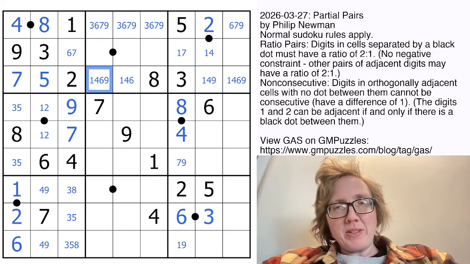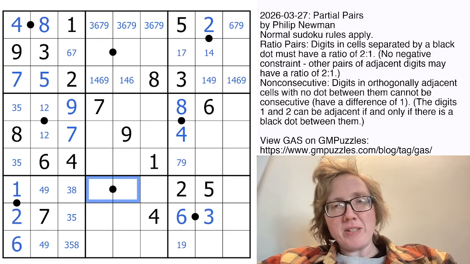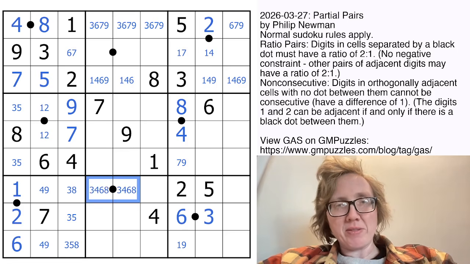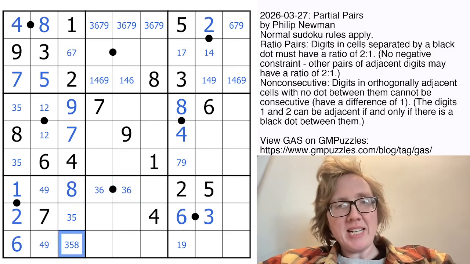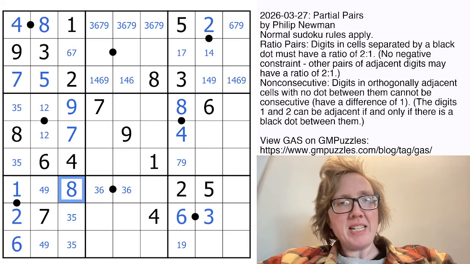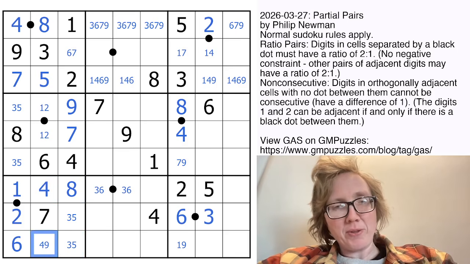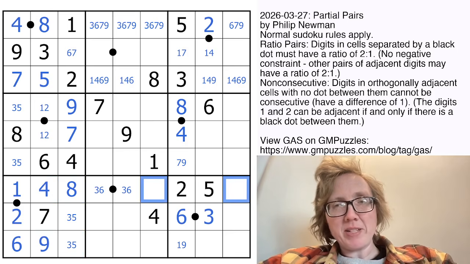Okay, where shall we look next? Over here, we can't use a 1 or a 2, so we need either 4 and 8 or 3 and 6, and there's a 4 in the region, so that's going to be a 3, 6 pair, which makes that an 8. And now 8 can't go next to 9 due to the non-consecutive constraint, so that's a 4. And that's going to become a 9. That means the rest of the row consists of 7 and 9.